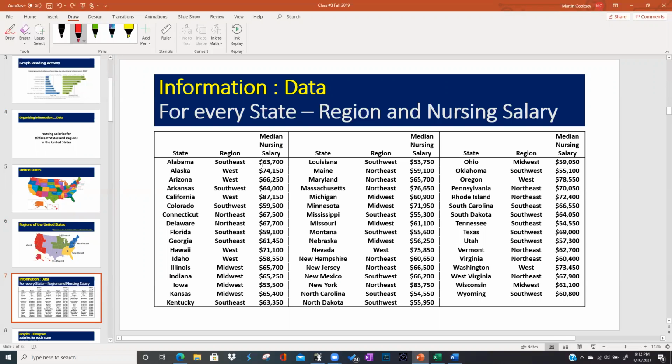So we have 2 bits of information, 2 pieces of information, and one is just what is a region. And so we actually go through and we categorize that particular state into one of those regions. So the region is what we're going to call a categorical variable, because each of the states can fit into one of these regions.